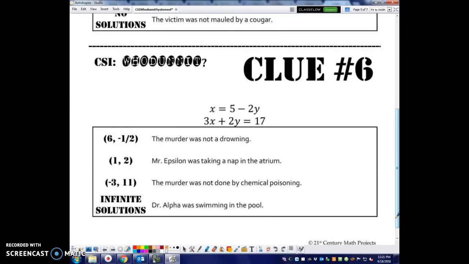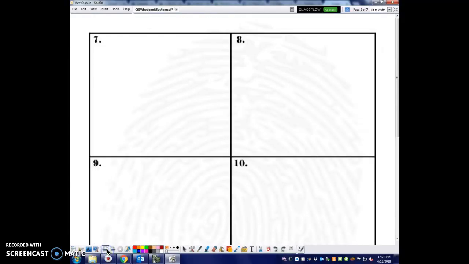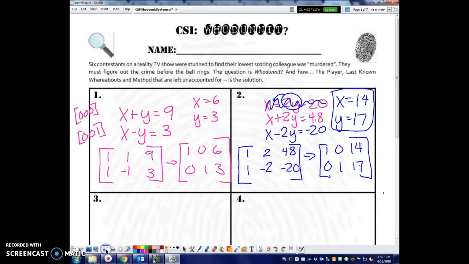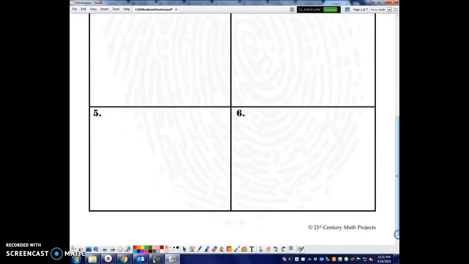Okay, so this is the equation they give us. So go to number 6. Number 6's equation was x equals 5 minus 2y, 3x plus 2y equals 17. Okay, remember, it must be x, y equals number.